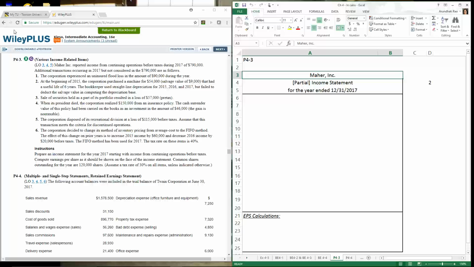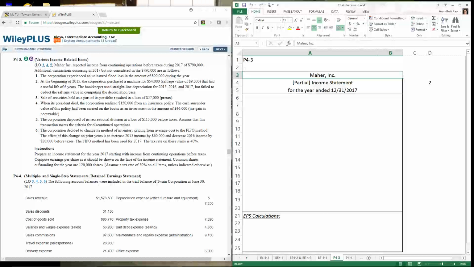Let's take a look at problem 4-3 and see what has been given to us and what's been asked of us. If you look at problem 4-3, we have Mayor Inc. that has reported income from continuing operations before taxes during 2017 of $790,000. They tell us additional transactions occurred in 2017, but not considered in the $790,000, are as follows. They've given us 6 pieces of information that were not included in the $790,000.